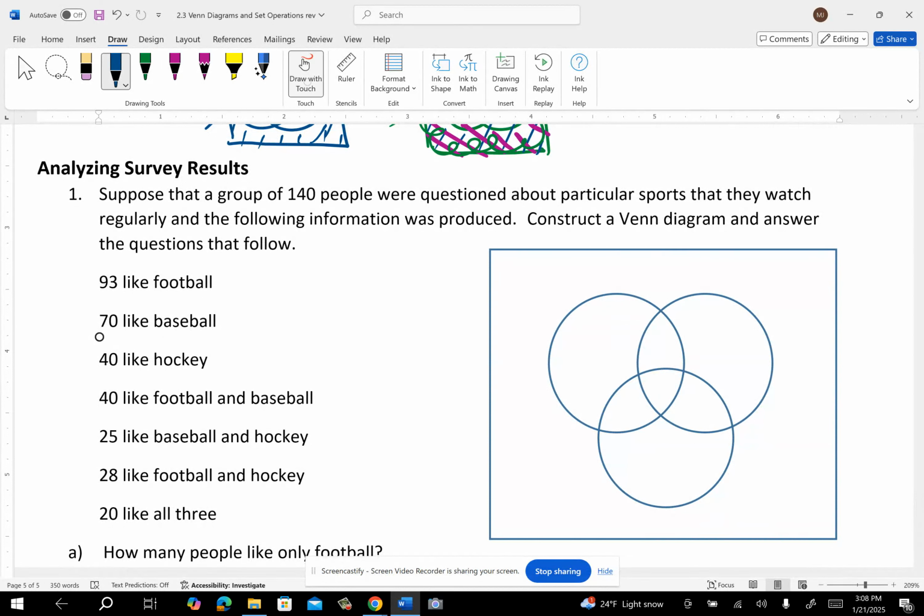So what I might do is first label these. I'm going to call this my football circle. I'm going to think about this being my hockey people. Or let me do baseball since it was second. I'll put baseball there.